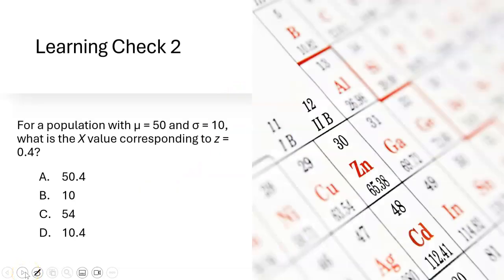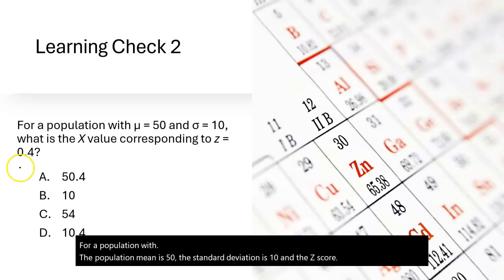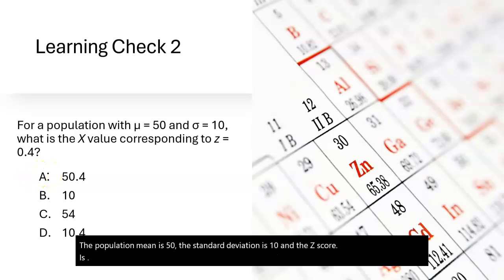So let's do a learning check. For a population, the population mean is 50, the standard deviation is 10, and the z-score is 0.4. Which raw score does it correspond to?